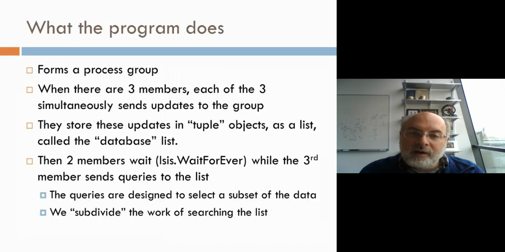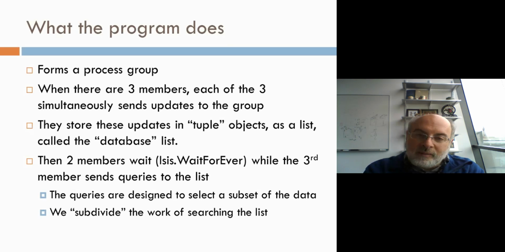So what the program does here is it forms a process group. Once there are 3 members, that's a change. Once 3 members are in it, each of the 3 sends updates, and they send them concurrently. The updates get stored into a list of what are called tuple objects, and we call it the database in this app. And then they all wait.